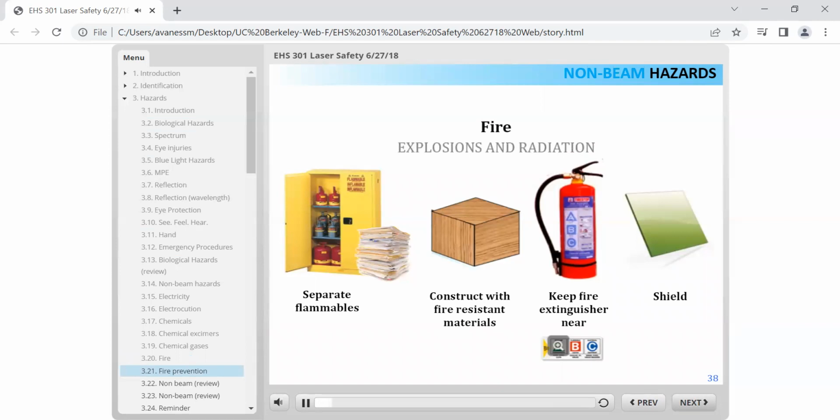To avoid fires, keep flammable chemicals and ignitable materials well away from high-powered laser beams. Beam enclosures, barriers, and other components need to be made of fire-resistant materials. Ensure that there are fire extinguishers nearby and that people in the area know how to operate them. Protect against collateral radiation by shielding against X-rays, plasma radiation, RF, and microwaves.